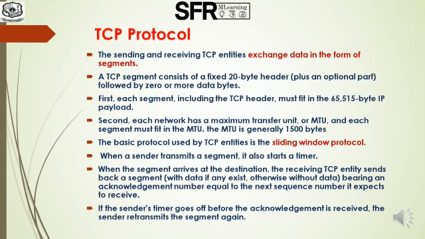Then we move on to the topic TCP protocol. In the TCP protocol, the data is exchanged in the form of segments, and each segment consists of a fixed 20 byte header. Each segment, including the TCP header, must fit in the 65,515 byte IP payload. Next, each network has a maximum transfer unit, generally 1500 bytes. And the main protocol used here is the sliding window protocol.